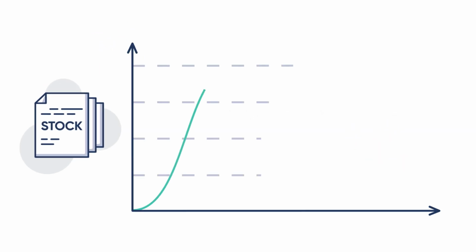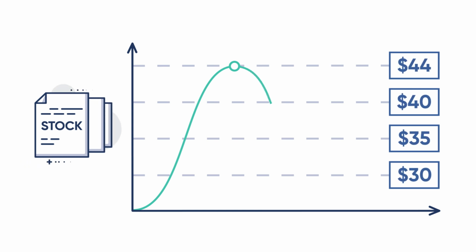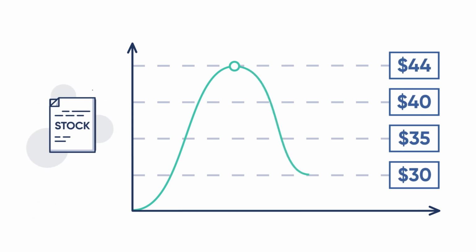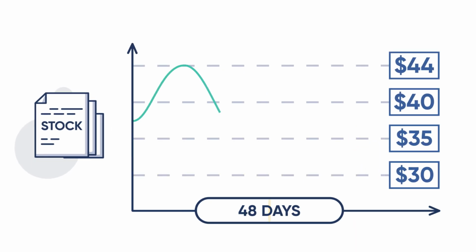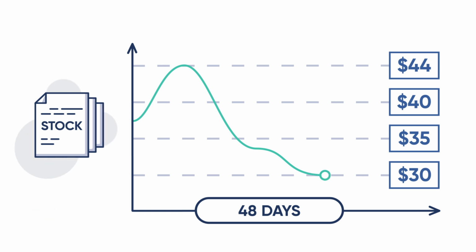The best-case scenario is that the stock moves sharply lower and trades below the price where the two long puts are struck. In this case, $35. Suppose after 6 weeks, XYZ has dropped to $30.